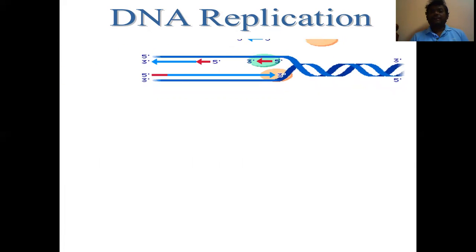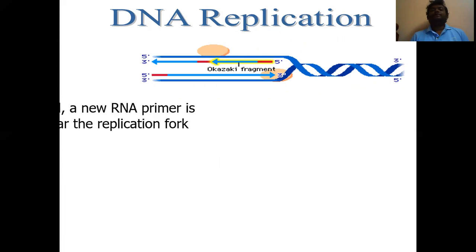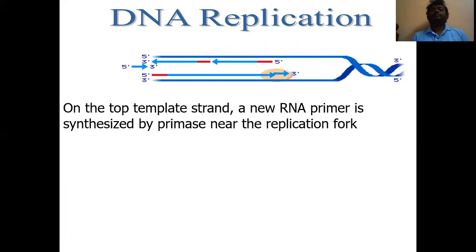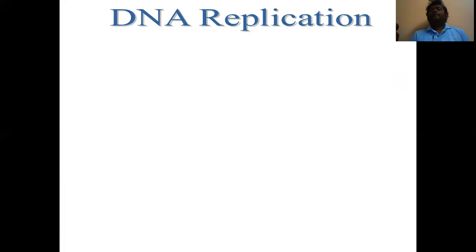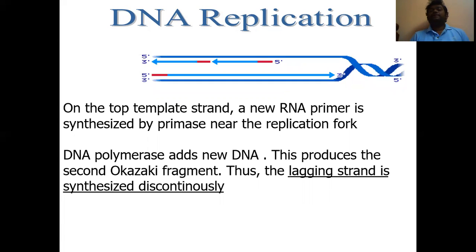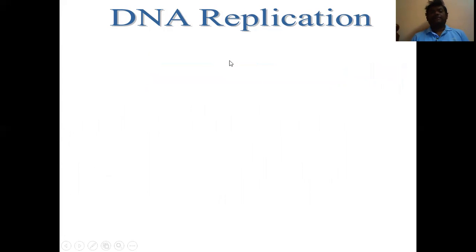Whereas when it comes to the lagging strand, you can see the DNA polymerase keeps on adding nucleotides, but the process is not continuous. You can see in the leading strand there is continuous addition of nucleotides, whereas in the lagging strand the addition of nucleotides is discontinuous. So we can see there is continuous addition of nucleotides in the leading strand and fragment addition in the lagging strand.